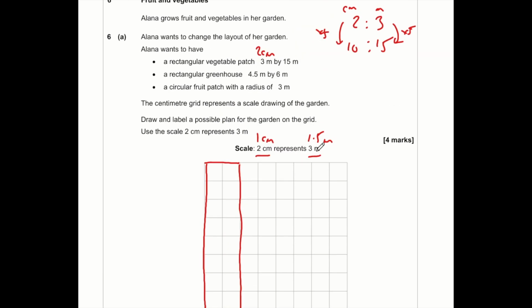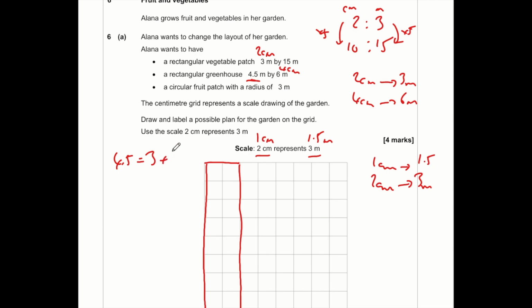Okay, so we know that if 2 centimeters is 3 meters, then if I double this, 4 centimeters is going to be 6 meters. So this is going to be something by 4 centimeters, and it's 4.5 meters. We've established that 2 centimeters is 3 meters, so if I half this, then 1 centimeter is 1.5 meters. Now this 4.5 is 3 plus 1.5. 3 meters is 2 centimeters and 1.5 meters is 1 centimeter. So therefore this 4.5 meters will be 3 centimeters.